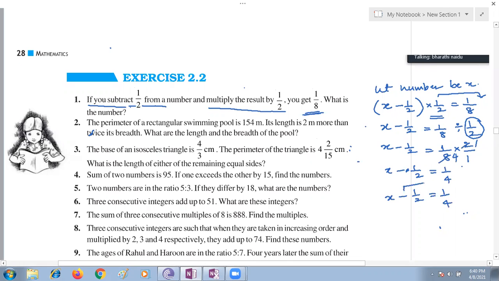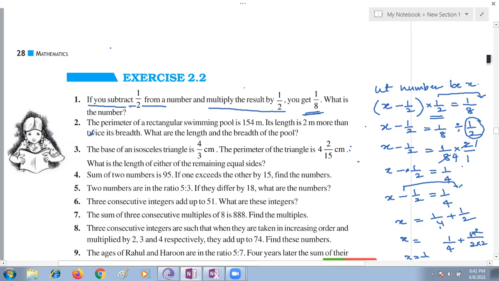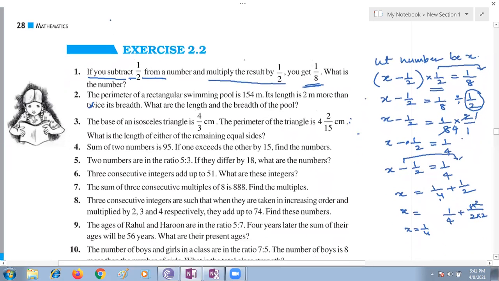If you transpose the minus to the other side, what does it become? Plus. x equals 1 by 4 plus 1 by 2. Finally, you make your denominators the same, then you have to add. So what is the LCM for 4 and 2? It is 4. So no change for the first fraction. For the second fraction, multiply both the numerator and denominator with 2. So 2 by 4. That's nothing but 1 by 4 plus 2 by 4. What is the result? x is equal to 3 by 4.